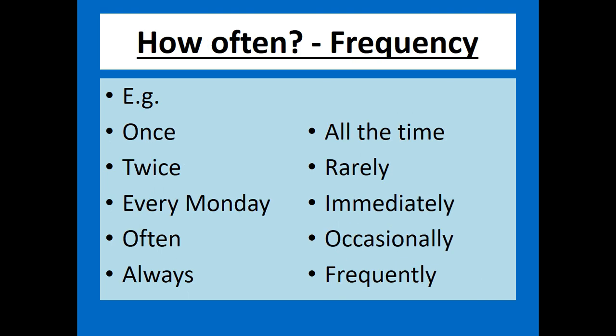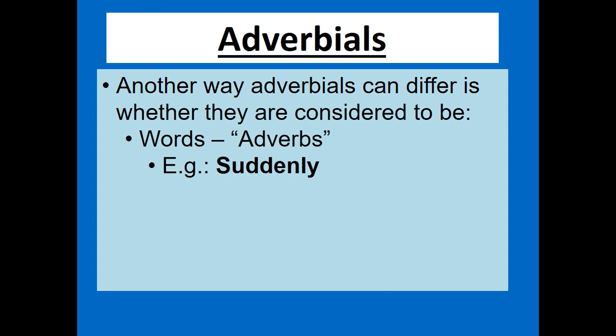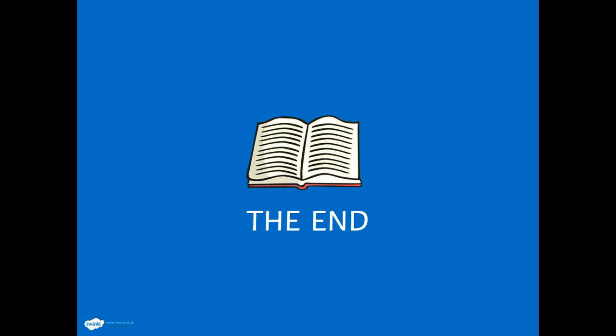And the last one is an adverbial of frequency, which tells us how often something is happening. Once, twice, every Monday, often, always, all the time, rarely, immediately, occasionally, frequently. There we go. So we've discussed the different types of adverbials, how they can be used in a sentence to modify the verbs within the sentence. And let's quickly recap. So the different ways that they can be used is words as in adverbs like suddenly, phrases or adverbial phrases like all of a sudden, as well as an adverbial clause as I looked up.